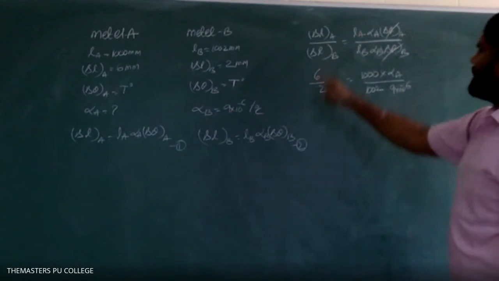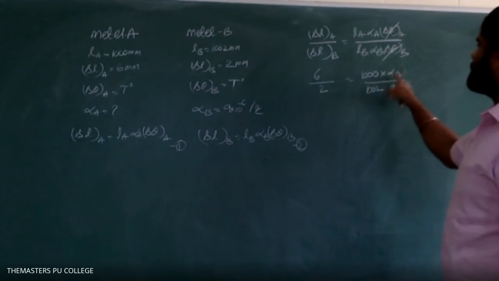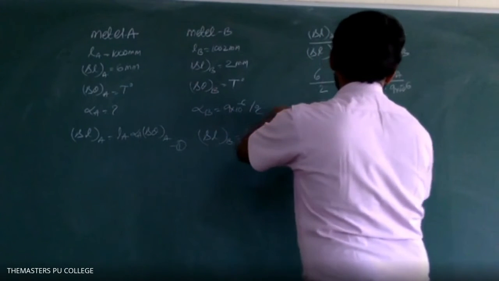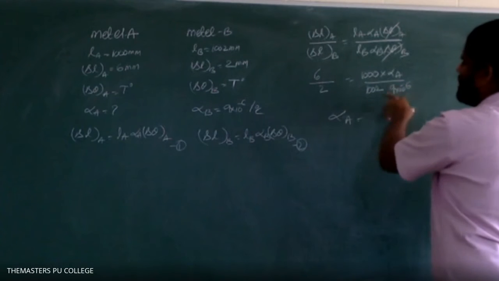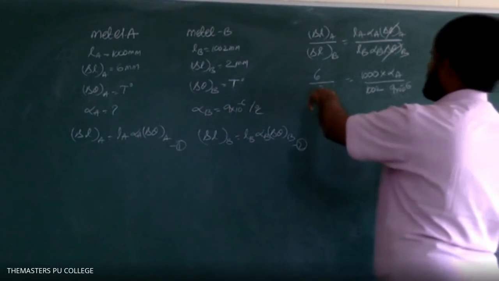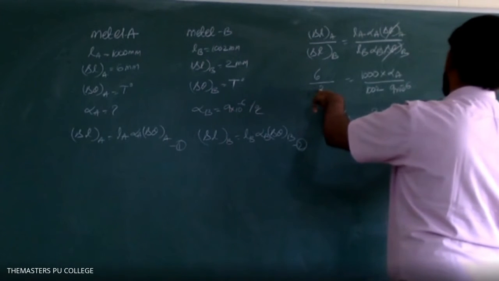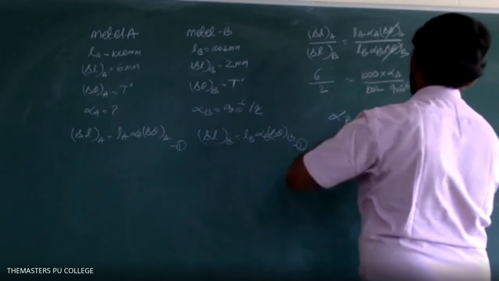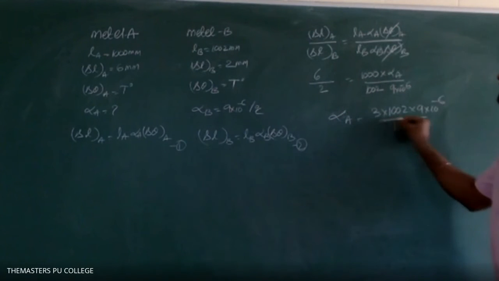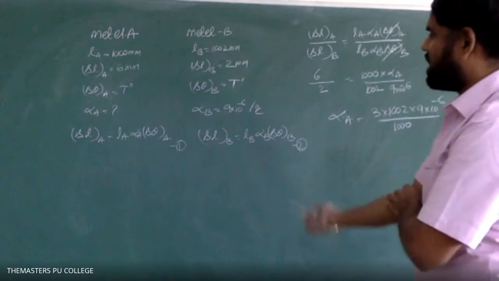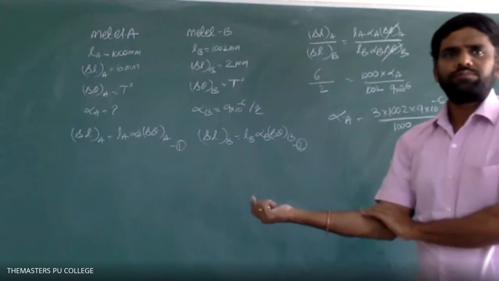In this expression everything is known except alpha A, so alpha A can be calculated. Taking the entire denominator to the numerator, 6 by 2 is 3, so alpha A equals 3 into 1002 into 9 into 10 to the power of minus 6 divided by 1000. Check it, this is alpha A. Check it once. Students, got it? How we have done this problem?